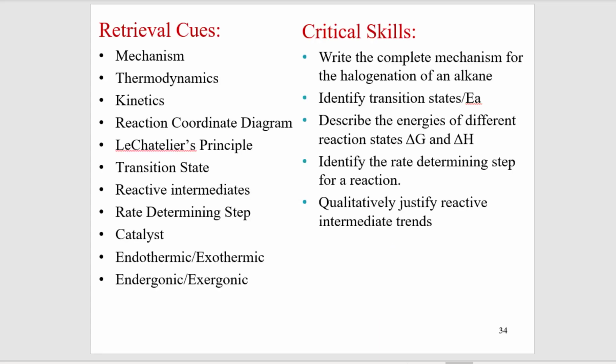So I want you to be able to write the complete mechanism for a halogenation reaction on any alkane. I want you to be able to dissect the meanings that come out of an energy diagram, right? Identify transition states, identify energy of activation, describe the energies of different reactions relative to delta G and delta H, identify the rate determining step if you're given the energy coordinate diagram, qualitatively justify reactive intermediate trends. Why is that intermediate more or less stable than some other intermediate? Okay, and I want you to be familiar with these terms.